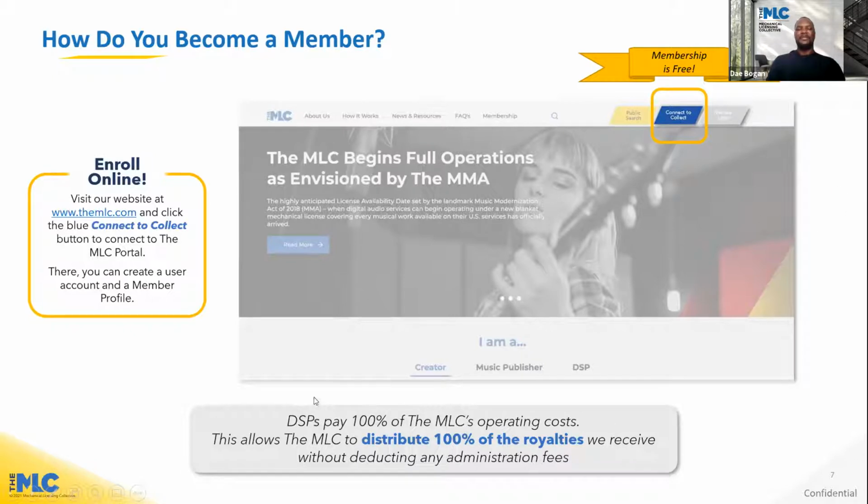The DSPs pay 100% of the mechanical license collective's operating costs. This allows us to pay 100% of the royalties that we receive without deducting any administration fees. So it's free to join the MLC, and you receive 100% of your mechanical royalties with no administration fee off the top.